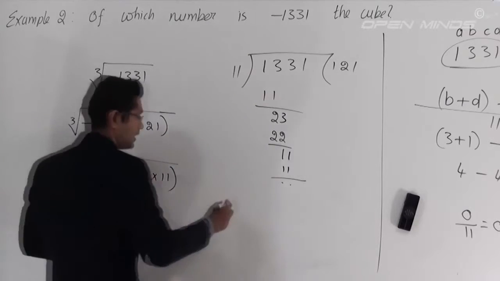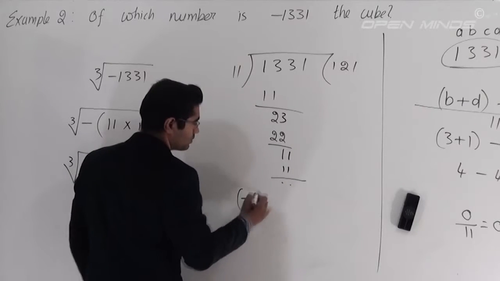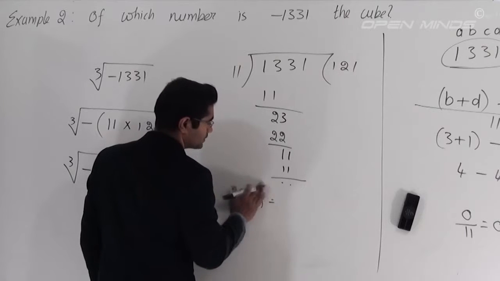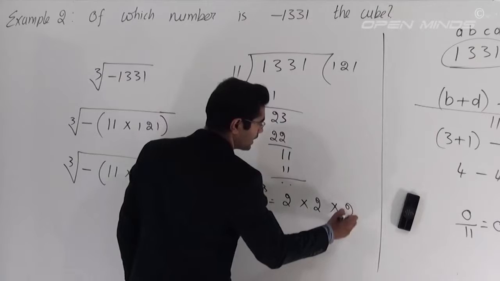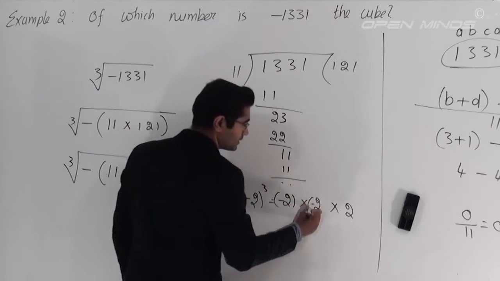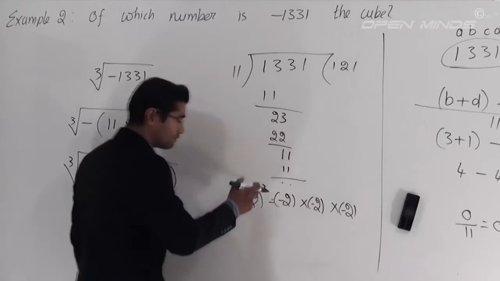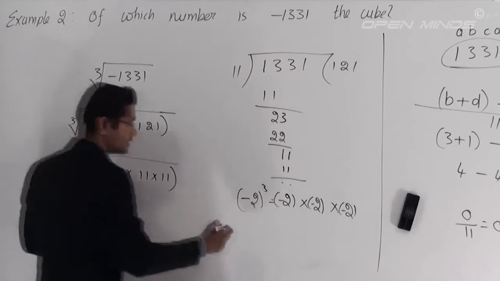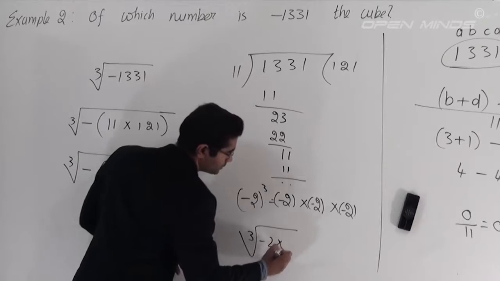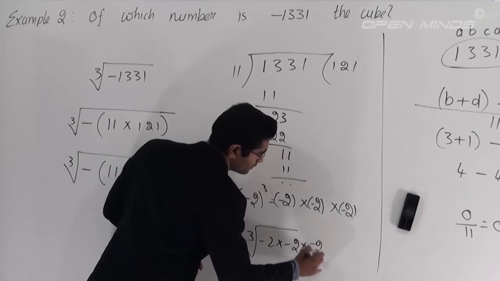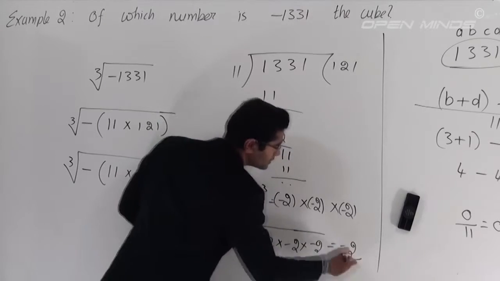Okay, look at this. If I cube, let's say, -2 whole cube, it's 2 times 2 times 2, but every factor will have a negative sign. Why is that? Because this is negative whole cube. Now then I can write the cube root of -2 into -2 into -2 is -2. So that is the whole point.